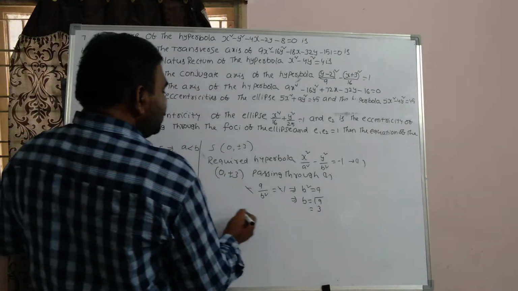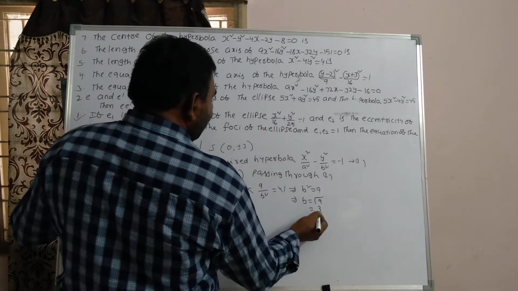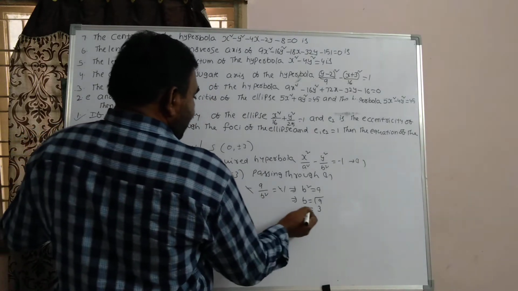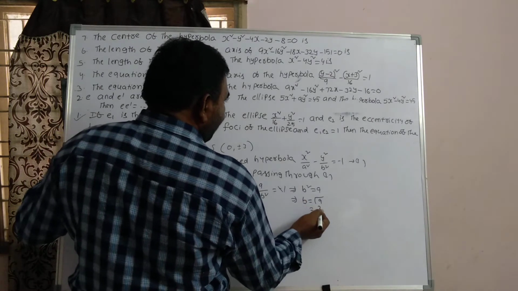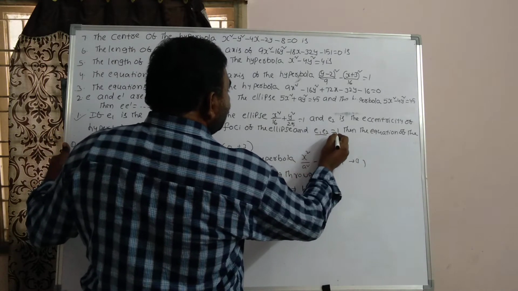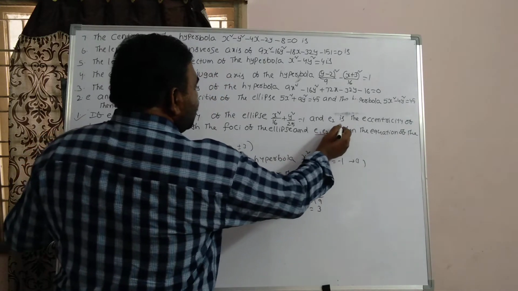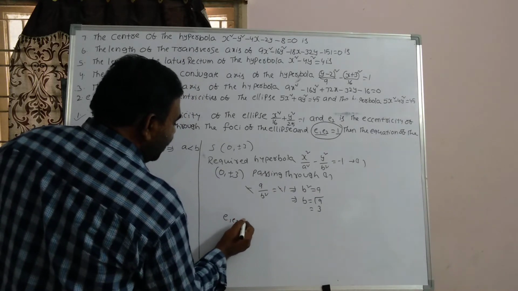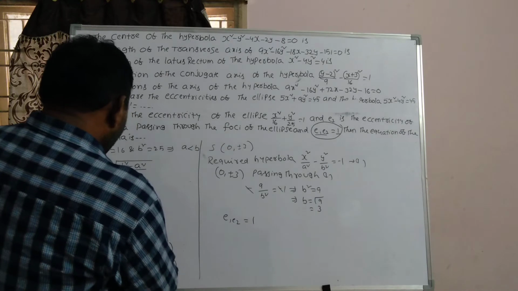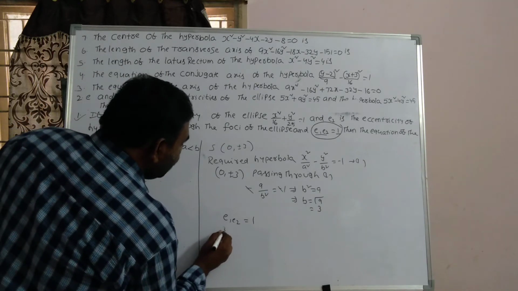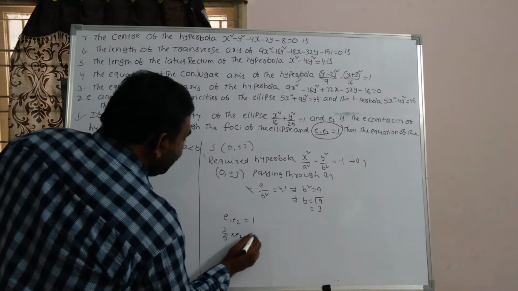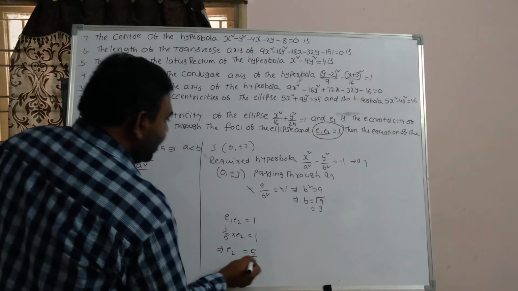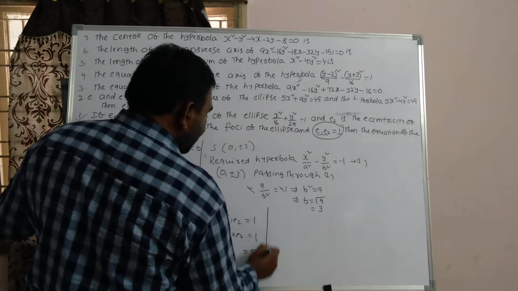So here we find the eccentricity of the hyperbola. We know the value of b, and we know one rule: e1 e2 is equal to 1. By using this rule, we find the eccentricity of the hyperbola. So e1 e2 equal to 1. E1 value we got 3 by 5. So 3 by 5 into e2 equal to 1. That implies e2 equal to 5 by 3. We get the eccentricity.